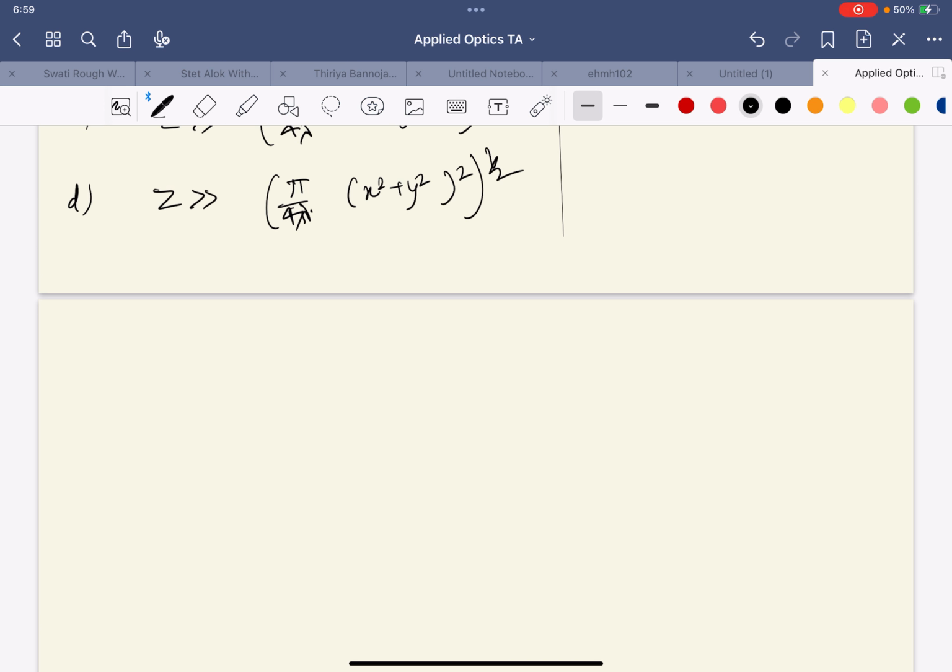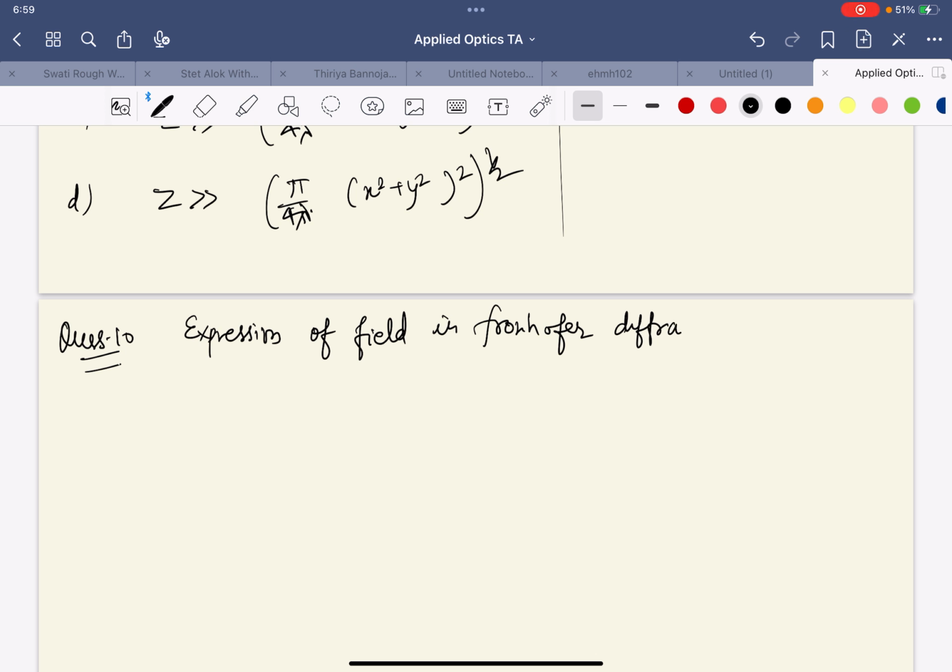So now we are coming to the last question. Question number 10: the expression of field in Fraunhofer diffraction pattern is given by... Let's start with the derivation, or just a little bit of explanation.